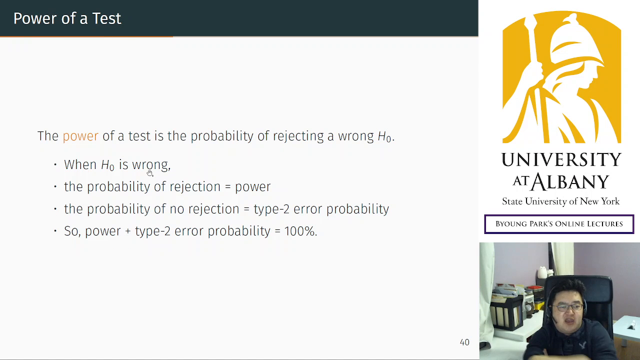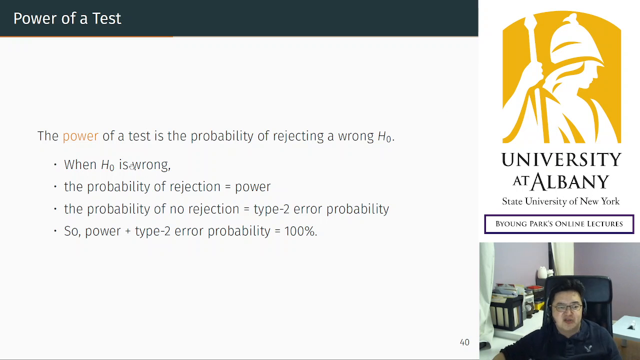Okay, another thing I would like to introduce here is the power of a test. The power of a test is actually the flip side of type 2 error. So this is defined as the probability of rejecting the null hypothesis when it is wrong. So if the null hypothesis is wrong, then you should reject it. If you do correctly reject the null hypothesis, then that is the power of the test. It is the power to detect a wrong hypothesis.